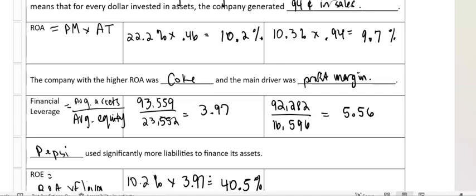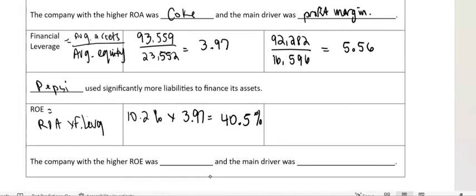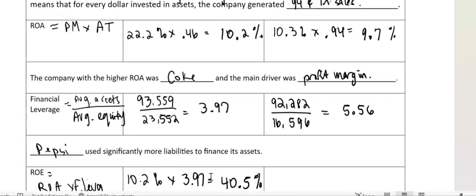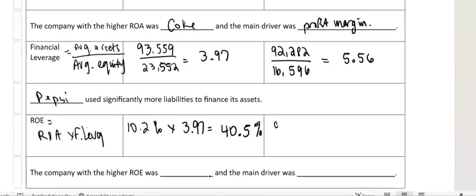Coke has higher ROA, but lower financial leverage. Which one is going to win out? Pepsi's ROA is 9.7%, and look how much higher this leverage is, 5.56. So the ROA is so close, but the leverage for Pepsi is much higher. This is going to work out to be 53.9%.